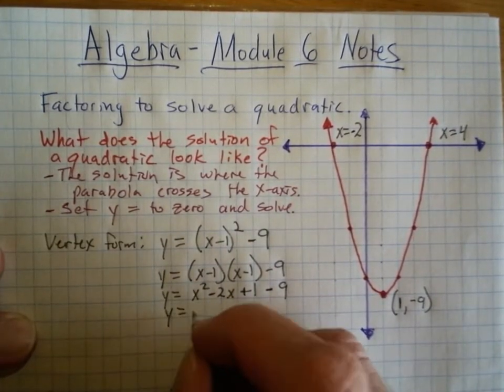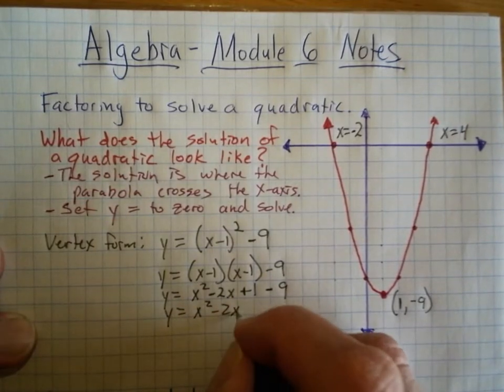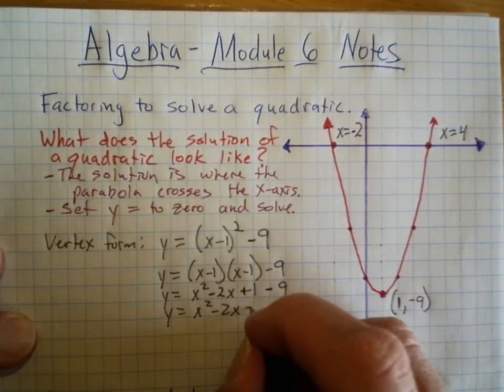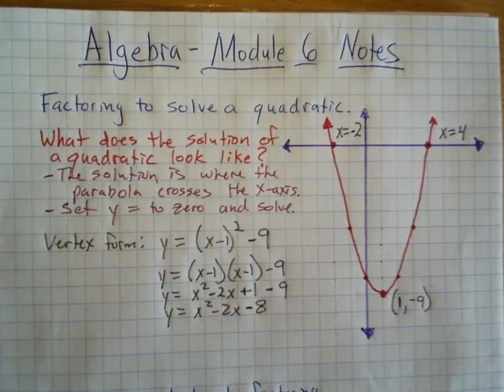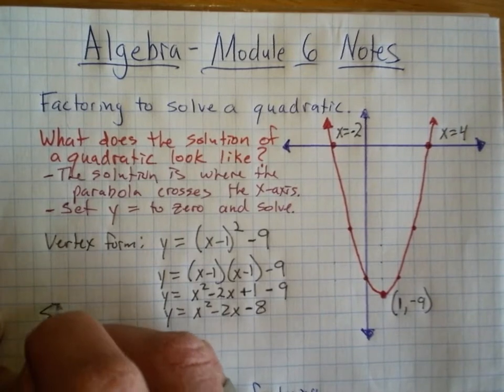And then check this out. You would get x squared minus 2x. You have a positive 1 and a negative 9. That's going to be -8. Okay. Now, this is the standard form.